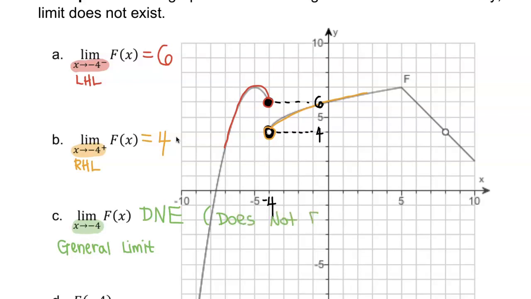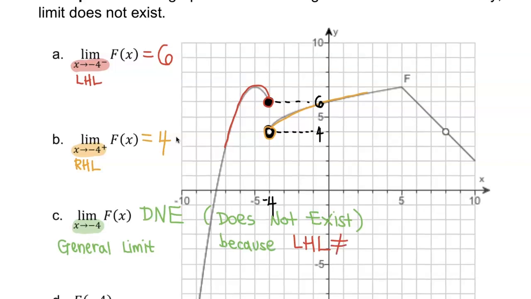I'll write that down. If you want to know why, I'll say that the left-hand limit, which came out to be 6, does not equal the right-hand limit of 4. 6 and 4 are not the same, so when they're not the same, we have to say the general limit as x approaches -4 does not exist, okay?